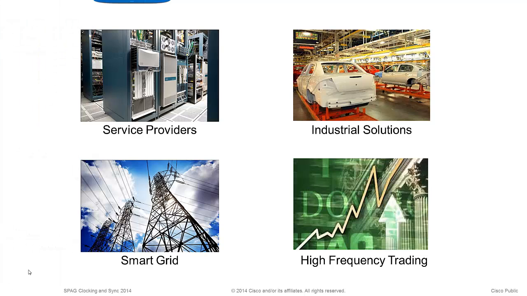So who needs synchronization and what sort of applications might it be used for? Well, the first one, of course, and dearest to our business unit and to Cisco in general, is for service providers. Service providers run very large, sophisticated synchronous networks, and because they're synchronous networks, they all need to be synchronized. So every element in their network needs to have a common view of frequency. And the reason for this is quite simple.